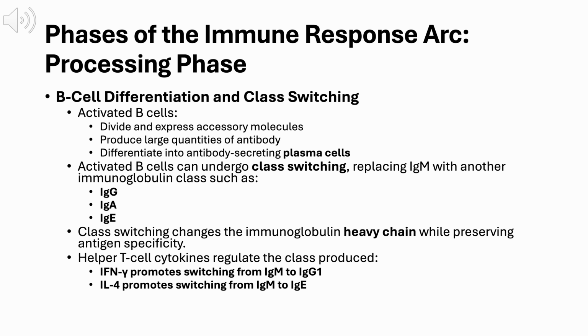Interferon gamma promotes switching from IgM to IgG1, while IL-4 promotes switching from IgM to IgE. Notice how that maps on to the Th subsets. Th1's interferon gamma pushing toward IgG, Th2's IL-4 pushing toward IgE. This is the molecular link between helper polarization and antibody function, and it explains why different diseases feature different antibody classes.